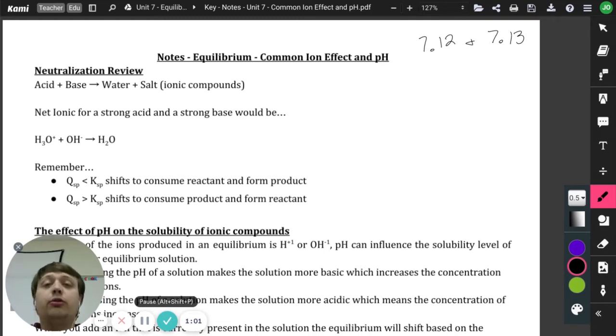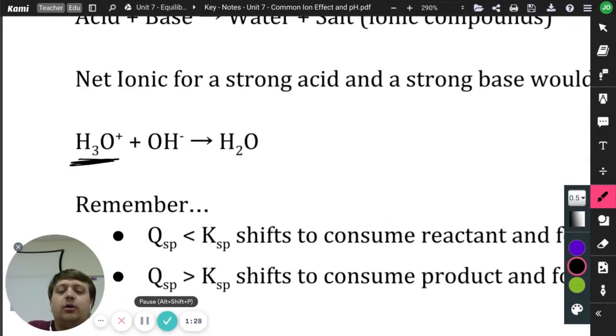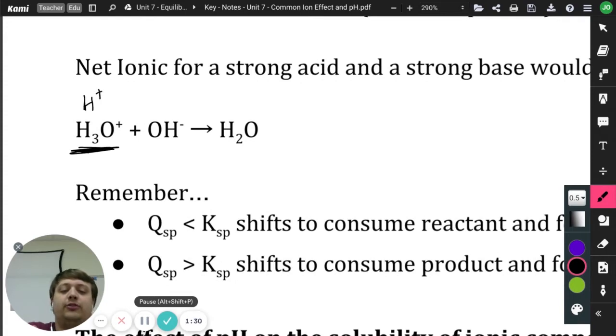Now, we are also going to cover pH. For pH, you do need to know neutralization. So what is neutralization? Basically, when we take an acid and a base, we're going to produce water and salt. Remember, salt can be any ionic compound. Now, the net ionic for your strong acid and strong base would be us taking a hydronium, which a lot of times is also represented by just a hydrogen ion, plus hydroxide. And we know that when we take those two things, we are going to produce water.